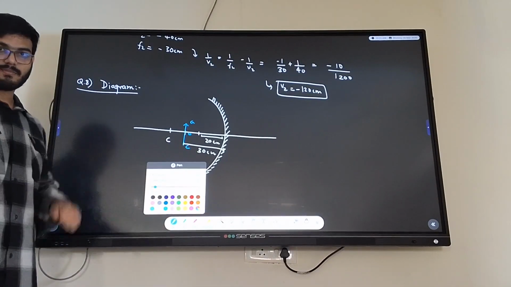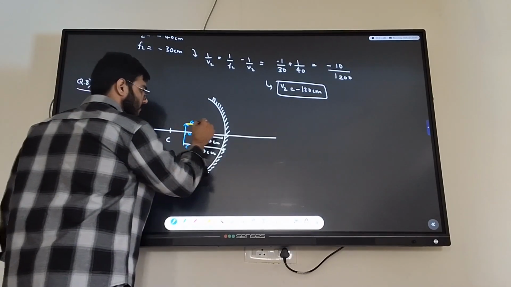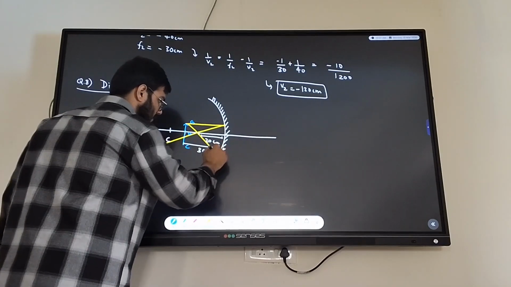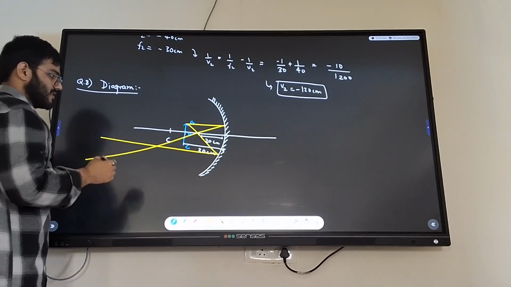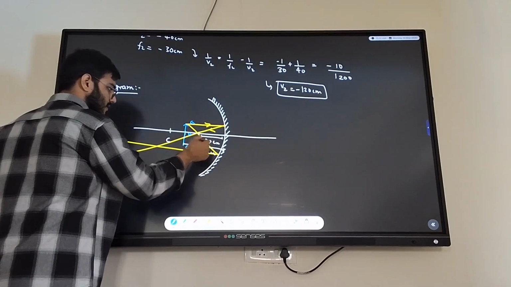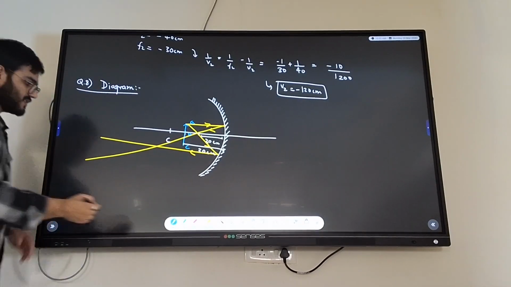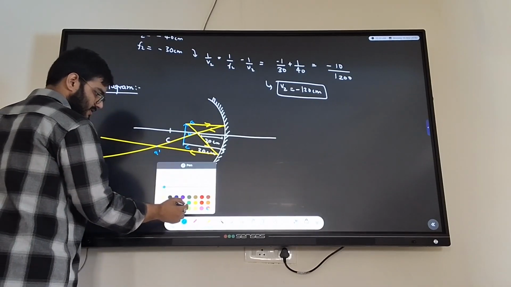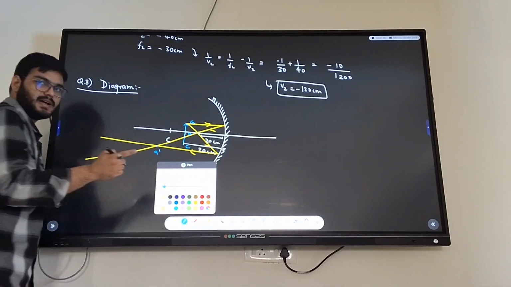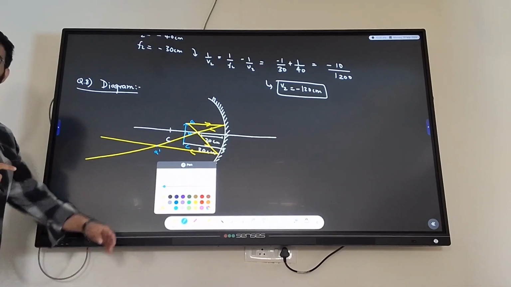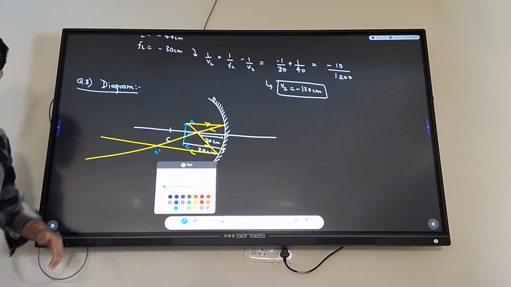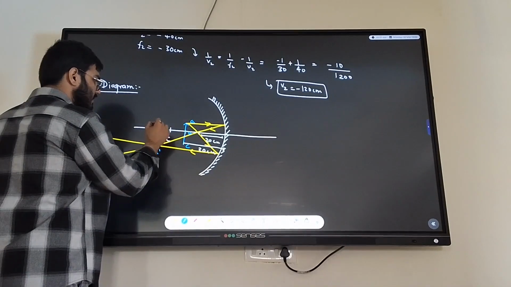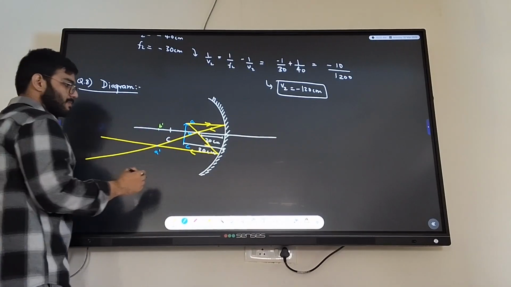So for A, let me make the image of A. One of the rays will go like this, and the other goes like this. Is it okay? This is the image A prime. The image of B will be B prime. Will it be on the principal axis or above or below? On the principal axis. So B prime should be somewhere here. Yes.